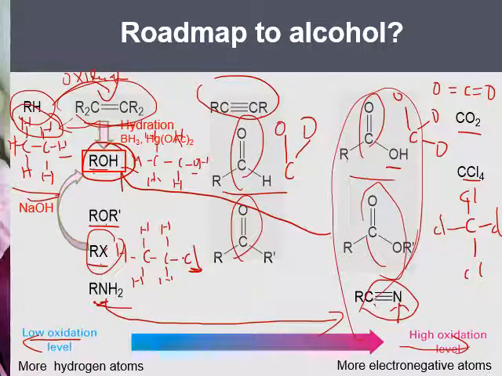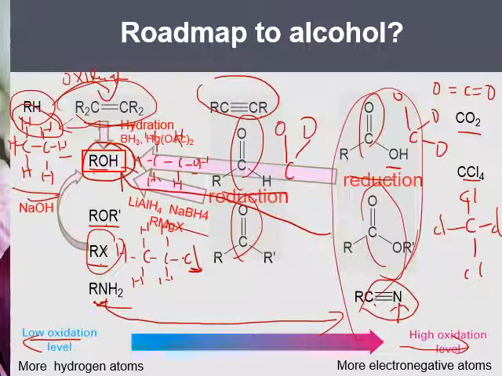And we can also make alcohol from aldehyde and ketones. And that reaction is a reduction reaction. And we're going to introduce some reducing reagents, lithium aluminum hydride, sodium boron hydride. We can also make alcohol from carboxylic acid, okay, and some reducing reagents we're going to discuss. Okay, so that's what this section is about.